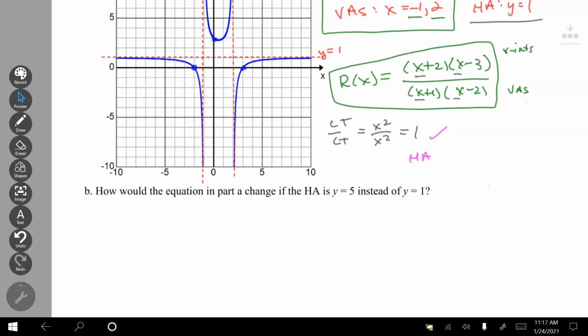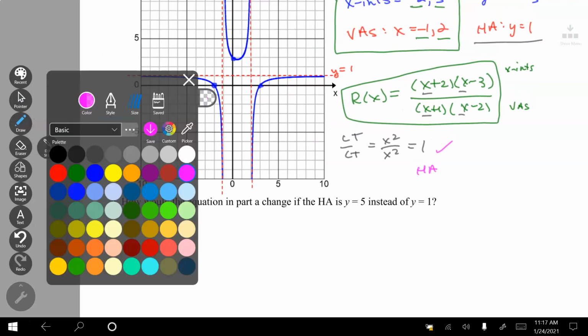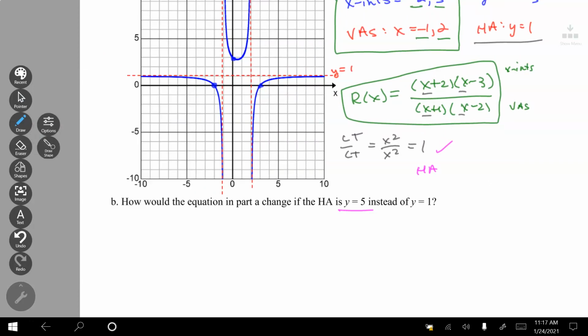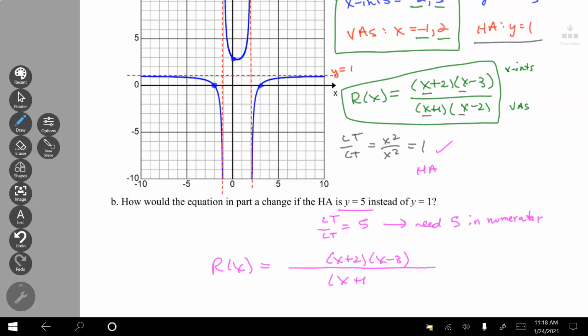Now what would happen if my HA was equal to 5 instead of 1? Well, that means my leading term over leading term would have to equal 5. So I think I would need a 5 in the numerator. So my r of x equation is going to be exactly the same as I had before. x plus 2, x minus 3 on top, x plus 1, x minus 2 in the bottom. But I need a 5. So I'm going to put a 5 right here on top in the numerator.